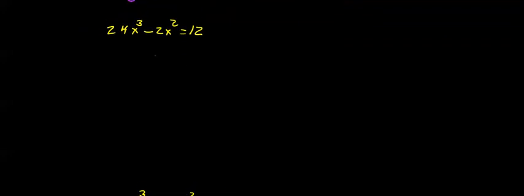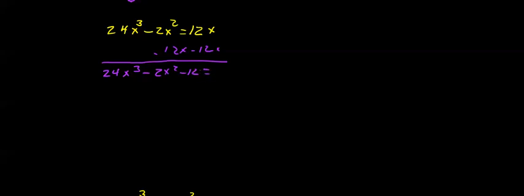Again, I want to set it equal to 0, minus 12 minus 12. I didn't copy the problem down correctly. That's an x. So it's minus 12x. And I end up with 24x cubed minus 2x squared minus 12x equals 0. Factor out my common factor. In this case, it's 2x. X squared minus x minus 6.